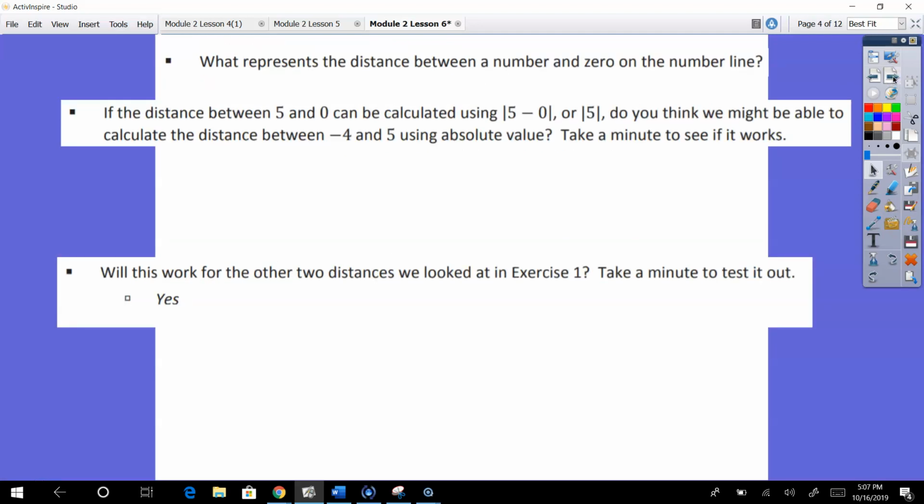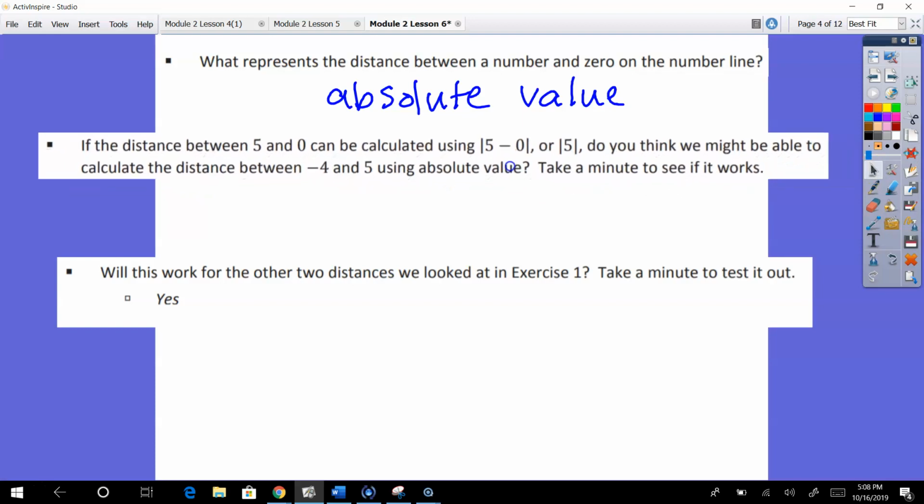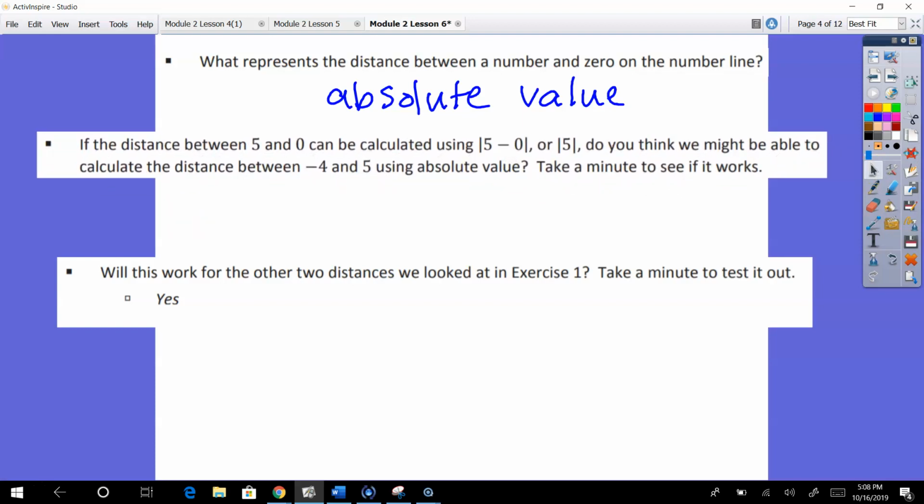So what represents the distance between a number and 0 on the number line? Pause the video and think about that. So yes, absolute value. And we're just discussing, but we can definitely jot down notes. If the distance between 5 and 0 can be calculated using the absolute value, notice the straight lines showing that that's absolute value.